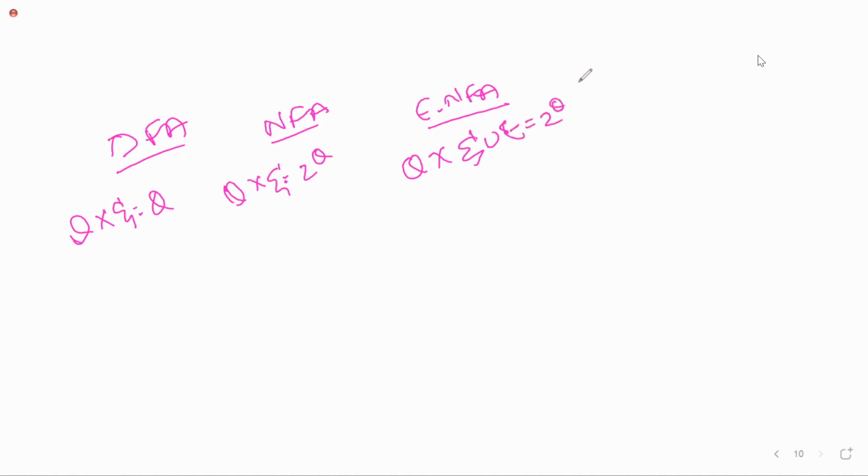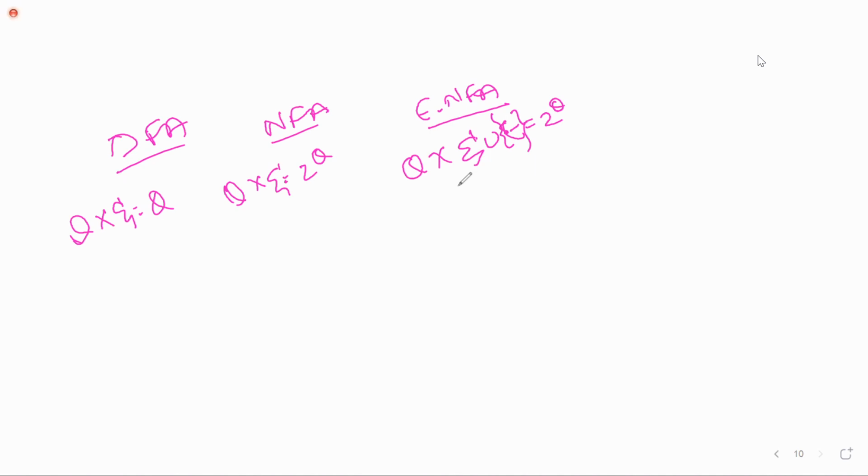Remaining as it is. Sigma includes epsilon. Input is having epsilon. Input includes the epsilon. Okay. Remaining is as it is. Q into sigma union epsilon, which means it includes the epsilon, and finally gives you 2 to the power of q, number of states. Am I clear with this?